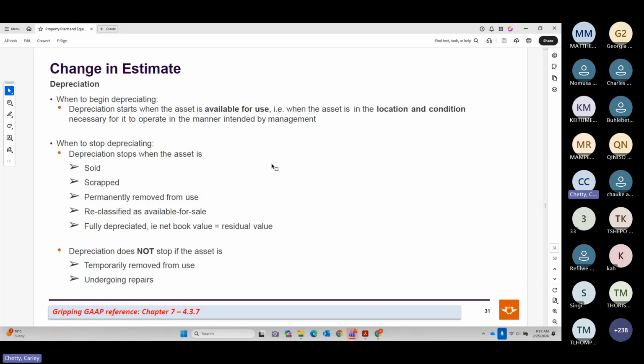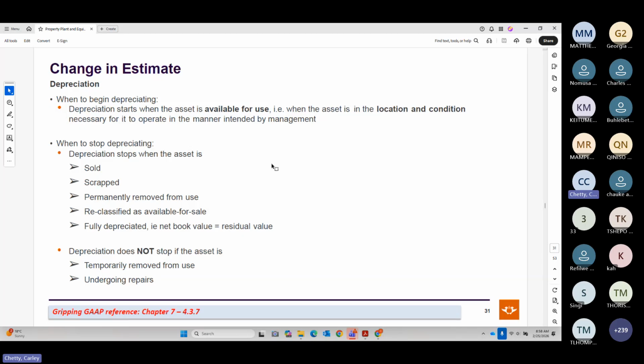So let's just recap on depreciation. When to begin depreciating? Remember we learned last week that depreciation starts when the asset is available for use. In other words, when the asset is in the location and condition necessary for it to operate in the manner intended by management. When do we stop depreciating?